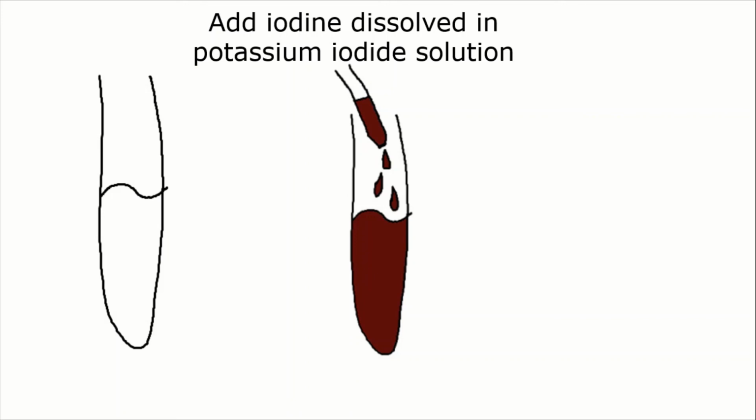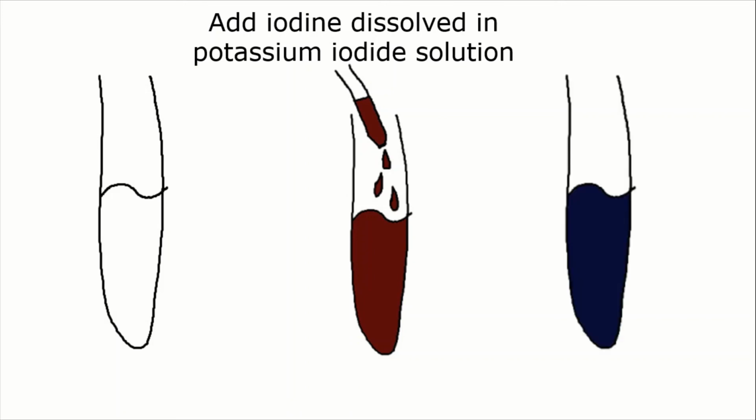Saying just iodine, they probably won't accept in their mark scheme, so it must be iodine dissolved in potassium iodide. So we add that, and the sample will turn a browny orange colour when you add it. Now, this is a very quick test, and if starch is present, the solution will then turn this bluey black colour, and that indicates that starch is present within the solution.